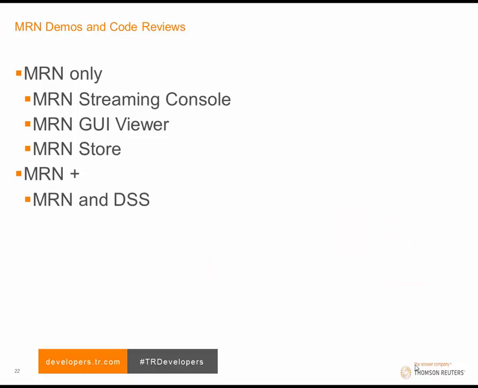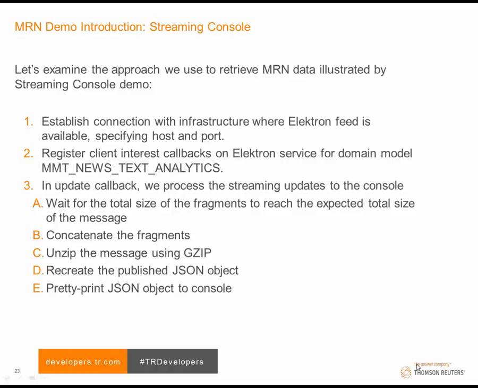We're going to take a look at 4 demos today. MRN Streaming Console, which is a simple example illustrating subscription and putting out data on the console. GUI Viewer for comparison. Store, database store, as well as a correlation example that correlates MRN data with DSS data.